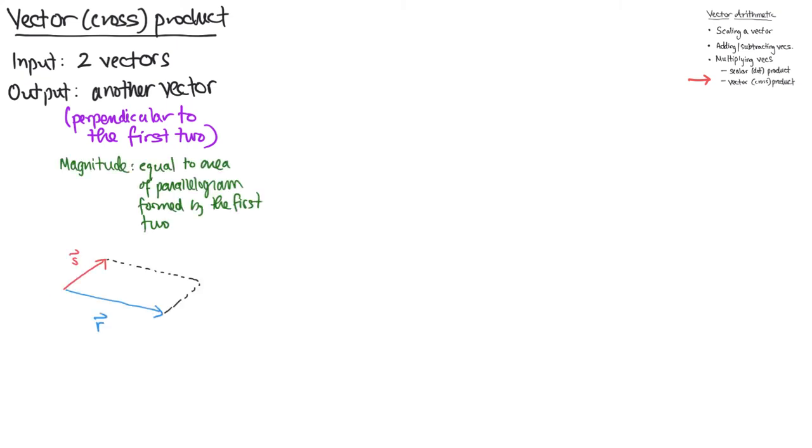So here I've drawn 2 vectors, s and r again, and they define a parallelogram, and the area of that parallelogram is equivalent to the magnitude of s cross r. In other words, if I have s cross r, I have a magnitude for that quantity, which is equal to this area.